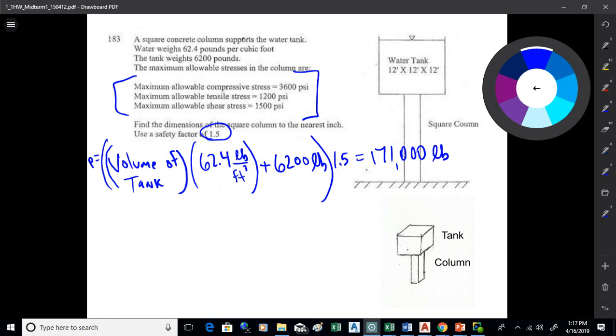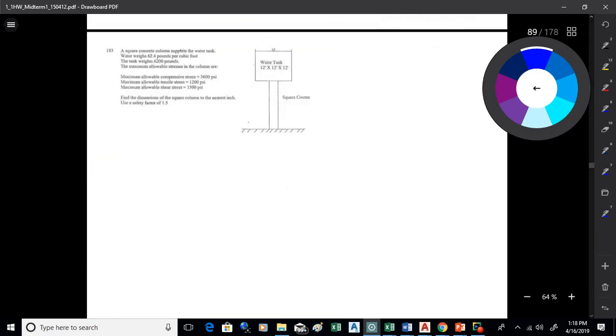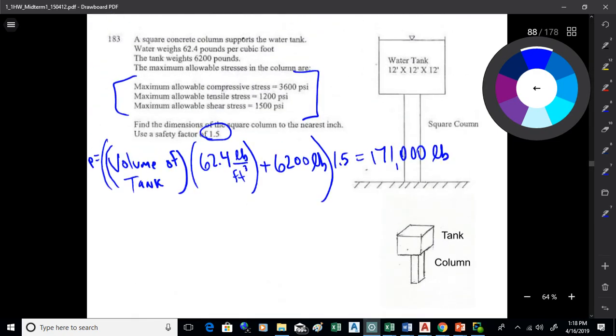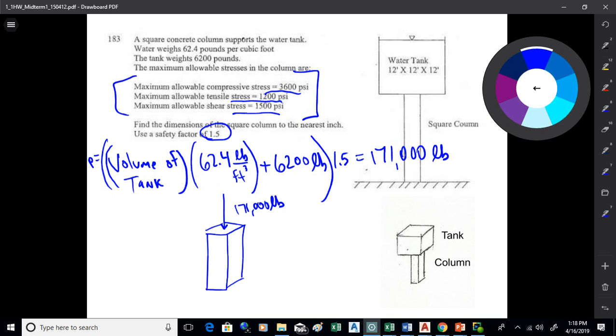All right. Now we've got to design it and check it for three things, and they're listed there. We've got to check it for the compressive stress, the tensile stress, and the shear stress. So I'm going to take a column and put that load on it, okay? I'm going to put the 171,000 pounds on it, and I want to make sure the column is big enough so that it doesn't have too much stress in it. That's the deal here.